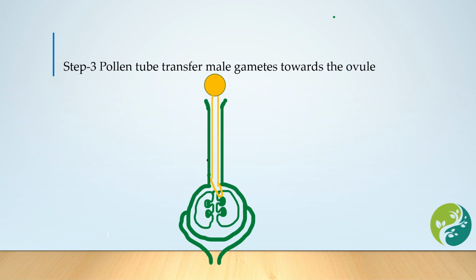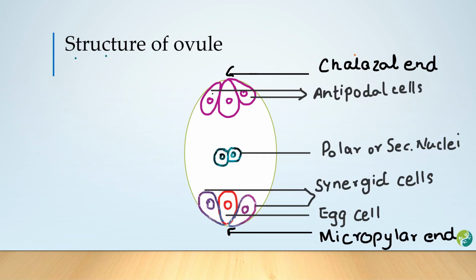The accepted pollen grain releases its content over the stigma surface. Within 2 to 3 minutes, the pollen grain starts germinating and the pollen tube grows through the style of the pistil towards the ovary. Let's understand the structure of the ovule which is present inside the ovary.